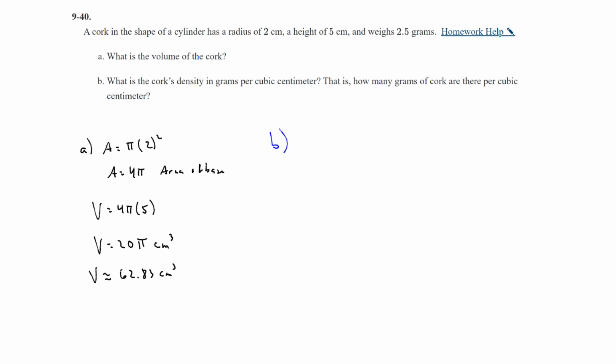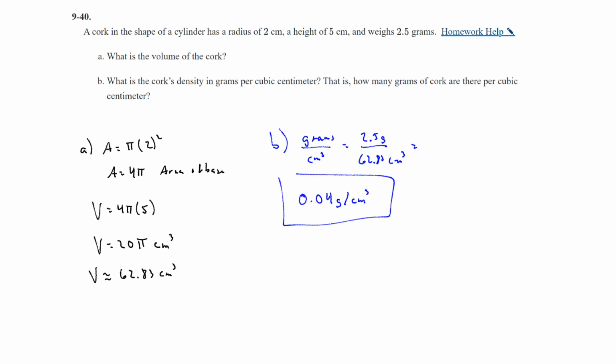Part B, what is the cork's density in grams per cubic centimeter? That is, how many grams of cork are there per cubic centimeter? All right, so we want grams over cubic centimeters. So we have 2.5 grams, and there are 62.83 cubic centimeters. So if you divide 2.5 divided by 62.83, that'll give you approximately 0.04 grams per cubic centimeter.